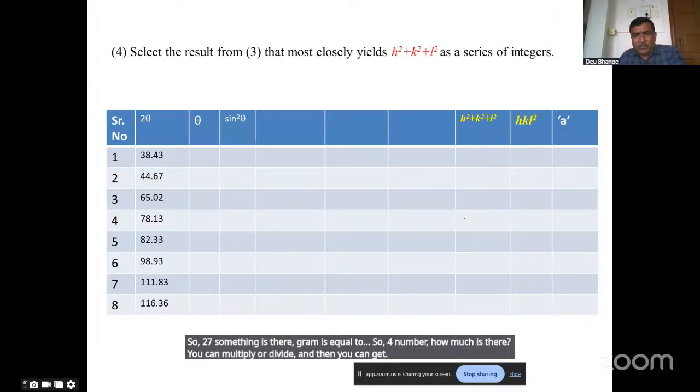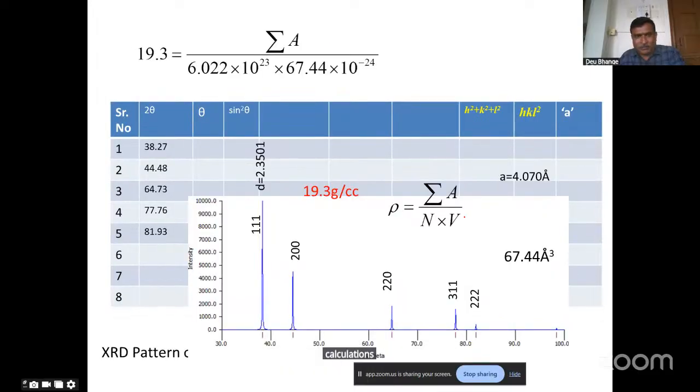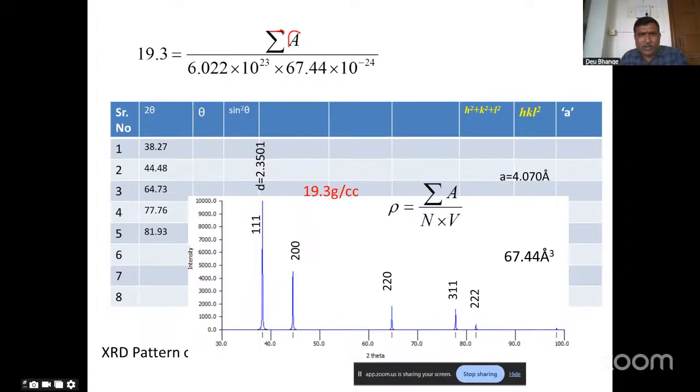Now we'll go ahead and see whether we have those kinds of calculations here or not. Okay, 19.3 gram per cc. What you can do is see that this is a sum. You can have 27 into 4, because 4 atoms are there in a face centered cube. Divide it by Avogadro's number and then multiply it with volume.